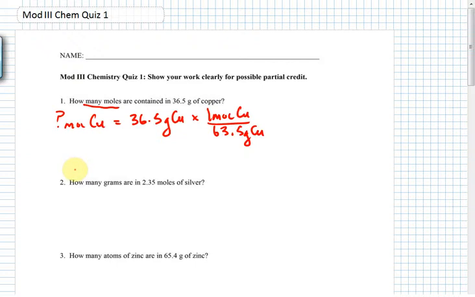Remember, molar mass is just the atomic mass of the element expressed in grams. All right, makes a wonderful conversion factor. Grams on the bottom cancel grams on the top. And that gives us 36.5 divided by 63.5 moles, which to 3 sig figs is 0.575 moles of copper. So that 36.5 grams of copper represents 0.575 moles of copper.